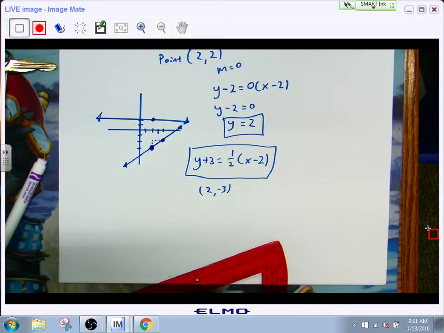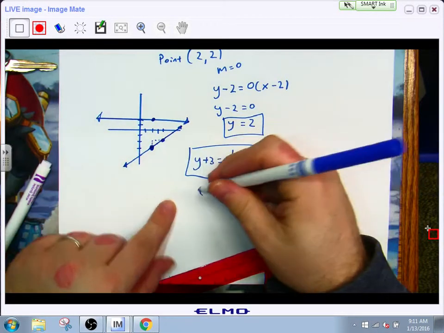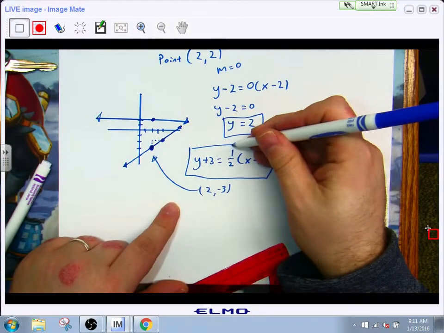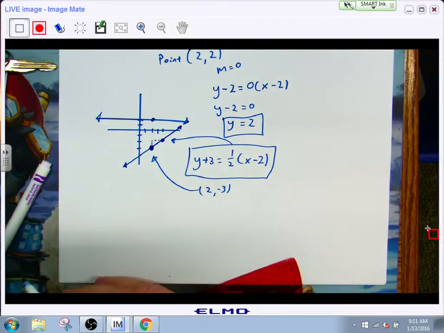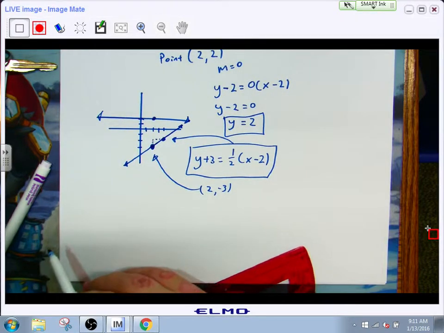Does that make sense? I found my point. I then took my slope and applied it to find a second point. Two points make a line, so draw a line, connect the dots.